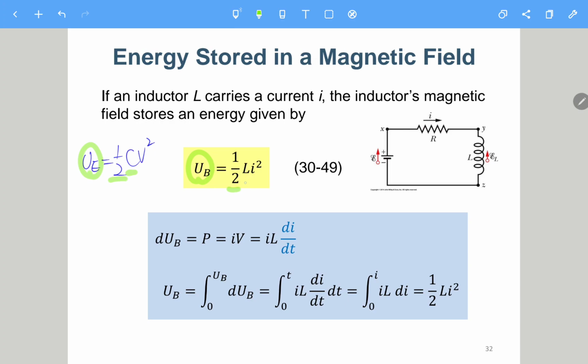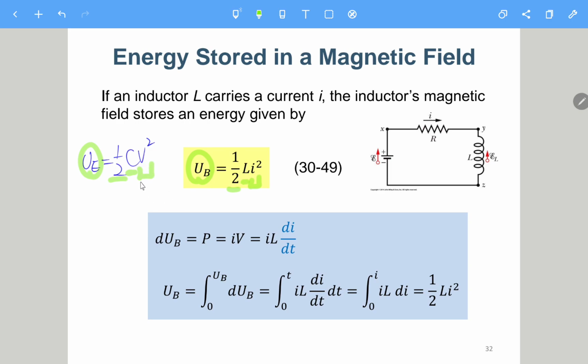Here, the energy is stored in the inductor, or stored in the B field. The B field is generated by the inductor. So C and L. And then for the capacitor, we talk about the voltage or the potential difference, V. For the inductor, we talk about the current. So these two are derivatives of each other.